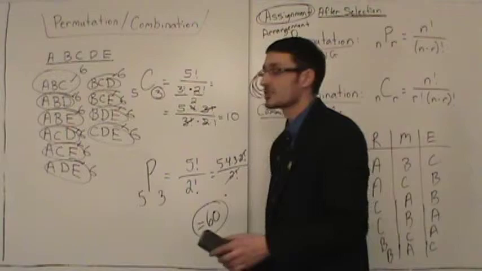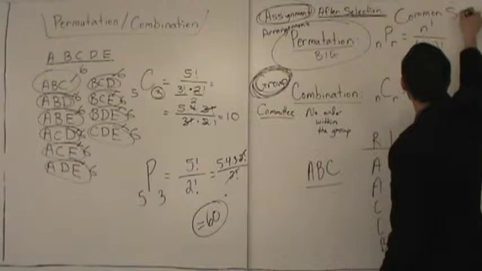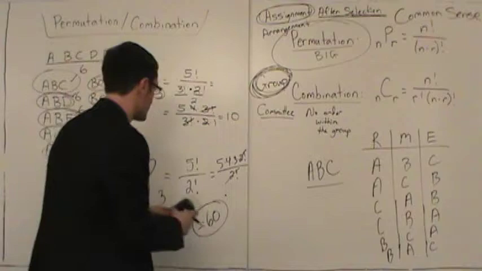I always tell students this: permutation is common sense. Okay? How is it common sense? Watch. This is a trick that you can use for permutation problems. If you see that there's assignment, this is the trick. Common sense. Okay, let's think.